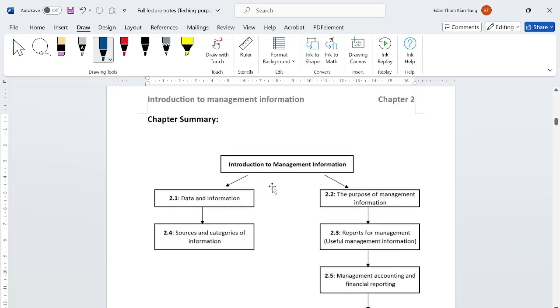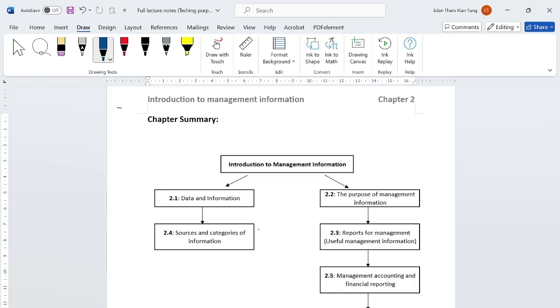Alright, so all of you, do you know the subject we are learning now is MA1, right? As you can see from the note, actually the name for MA1 is management information. So basically, chapter 2 is a chapter that will tell you what is management information, and at the same time, what is the purpose for us to learn this subject, or what is the purpose of management information.